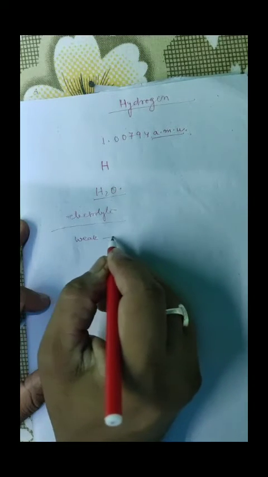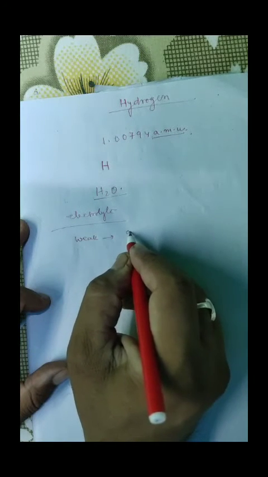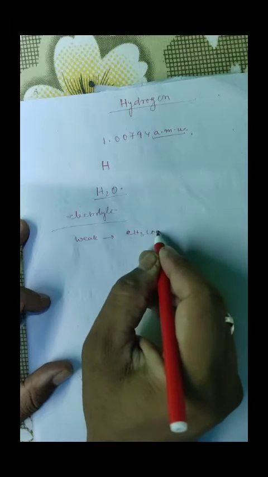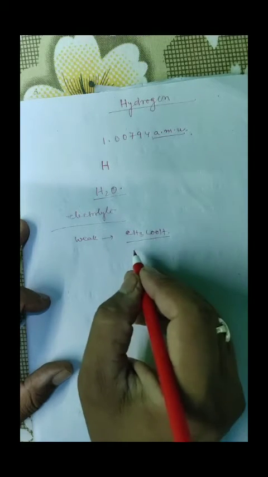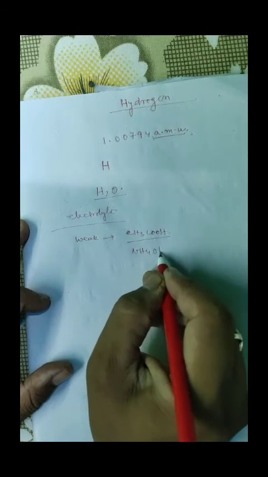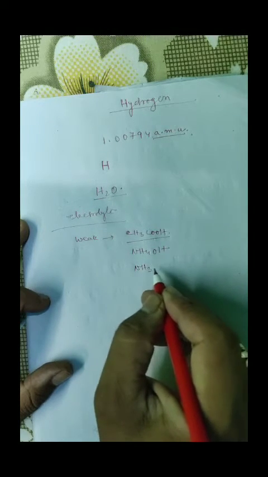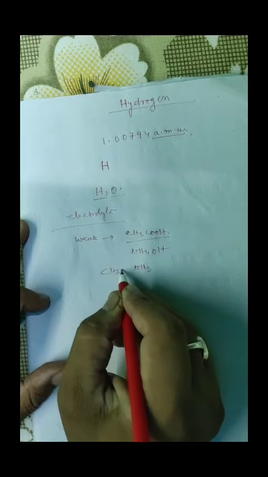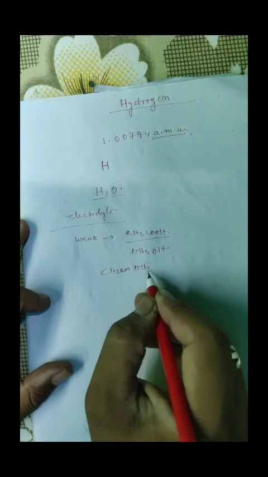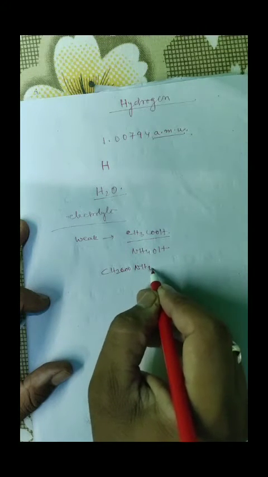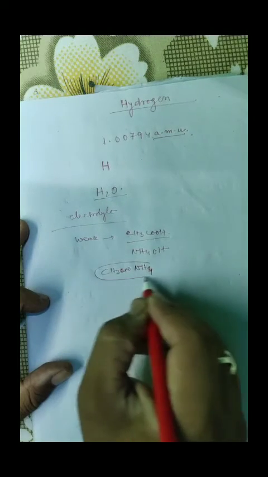Weak electrolytes, what are those? Acetic acid, CH3COOH. Ammonium hydroxide, NH4OH. Ammonium acetate. Now, look here. This is your ammonium acetate.